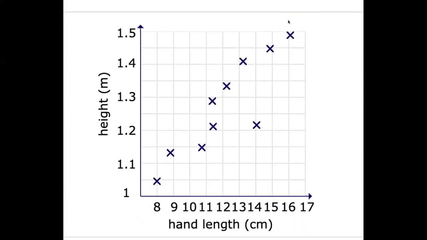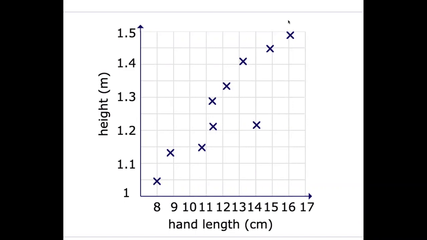So let's look at it first. This is a scatter graph. You can see that there are points on here that are crosses. They look a little bit like coordinates. And we have on our axes the height, so that's obviously the height of a person, and their hand length. And there are 1, 2, 3, 4, 5, 6, 7, 8, 9, 10 pieces of data here, so 10 different people. And they're comparing to see whether if you're taller, you have a larger hand length.